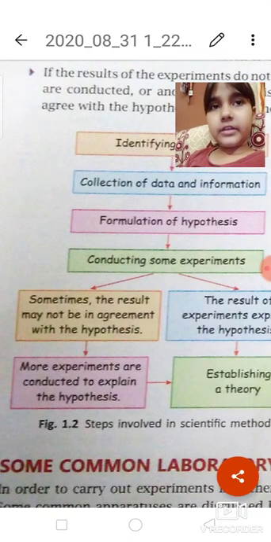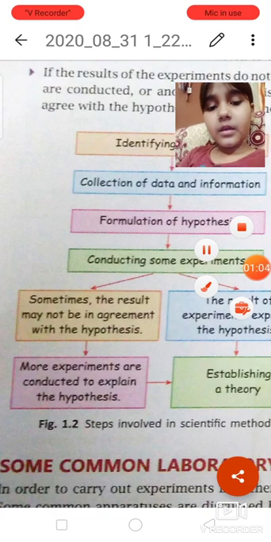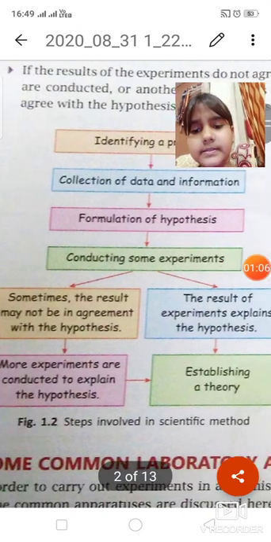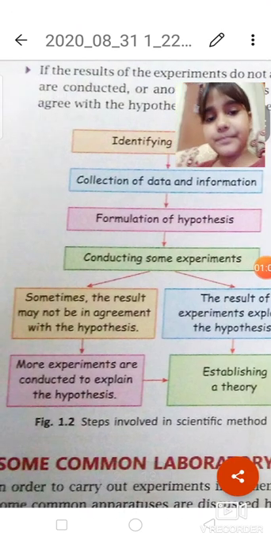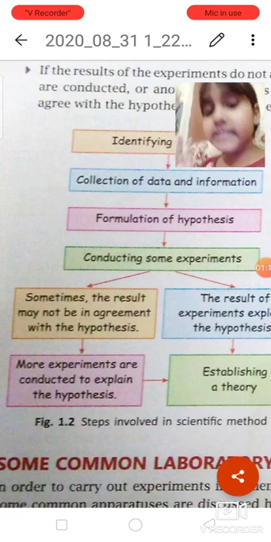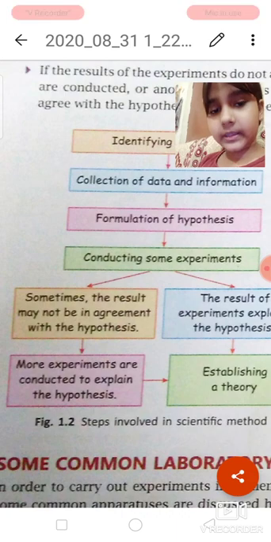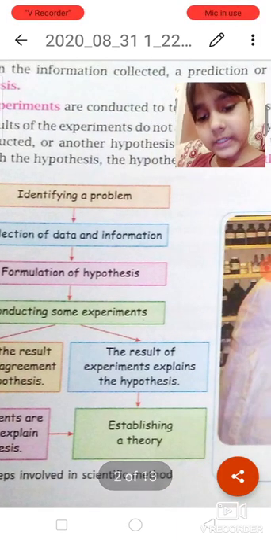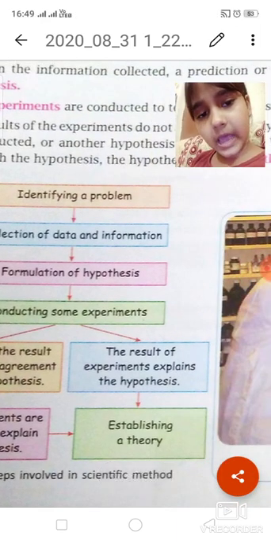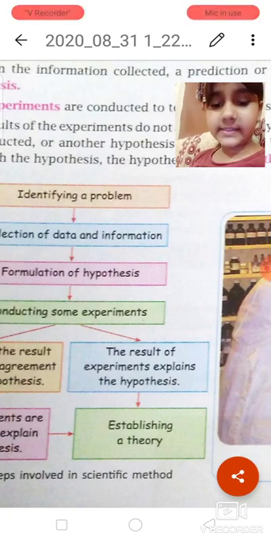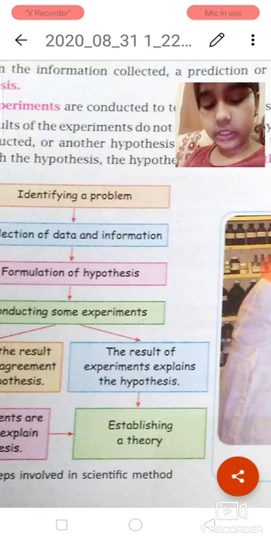When you conduct the experiments, sometimes the result will not be in agreement. More experiments are conducted to explain the hypothesis. The results of experiments explain the hypothesis, establishing a theory.